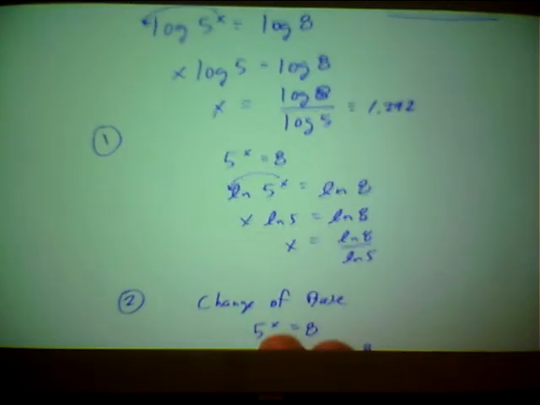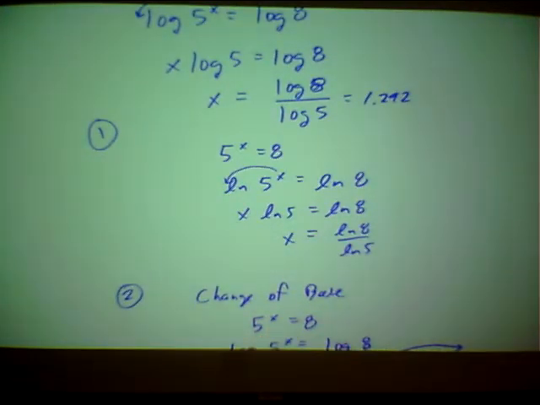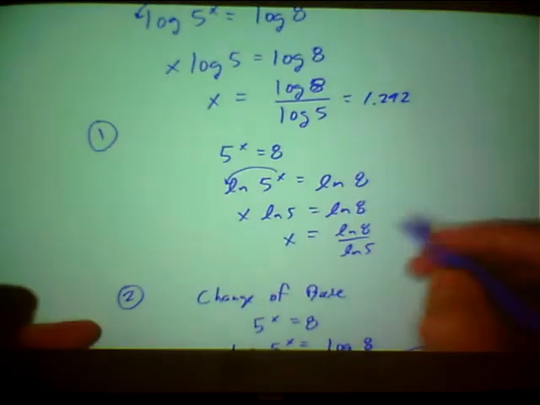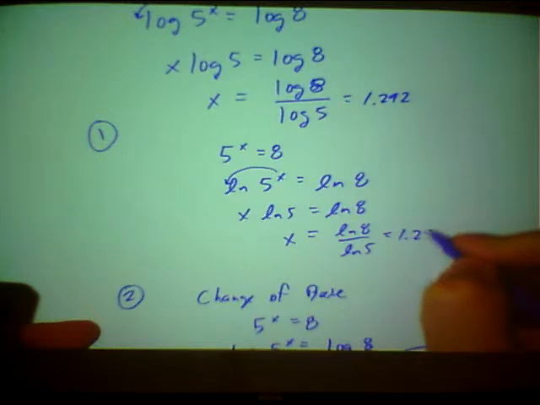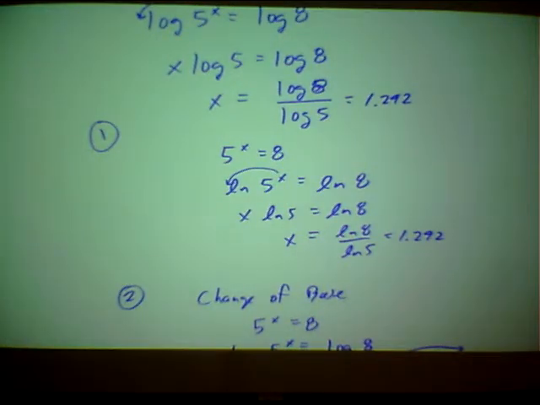Now, just out of interest, if I do this with natural log, I should get the same answer. So I go 8, and then on my calculator is an ln key, natural log, divided by 5 natural log, equals 1.292. So those are the two different ways I think they want you to do it in the homework.